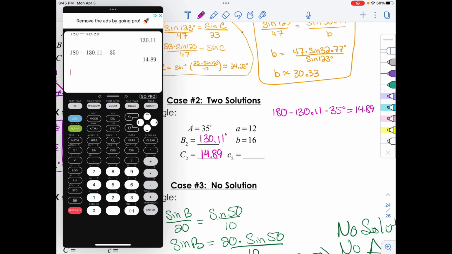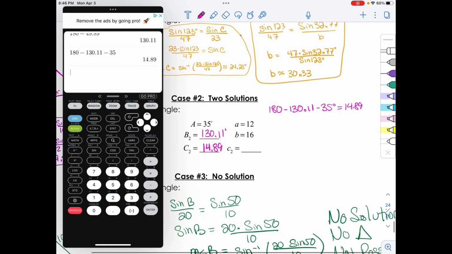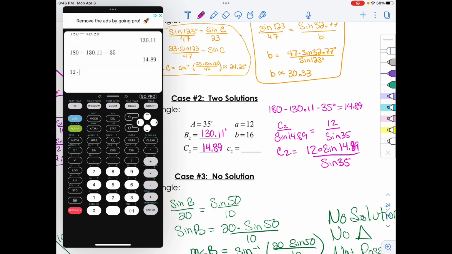14.89 is angle C. And now we're left with the last bit, using the law of sines to find side C. So C2, because this is our second triangle, over the sine of 14.89 equals 12 over the sine of 35. C2 equals 12 times the sine of 14.89 divided by the sine of 35. And so C2, that missing side, is 5.38.